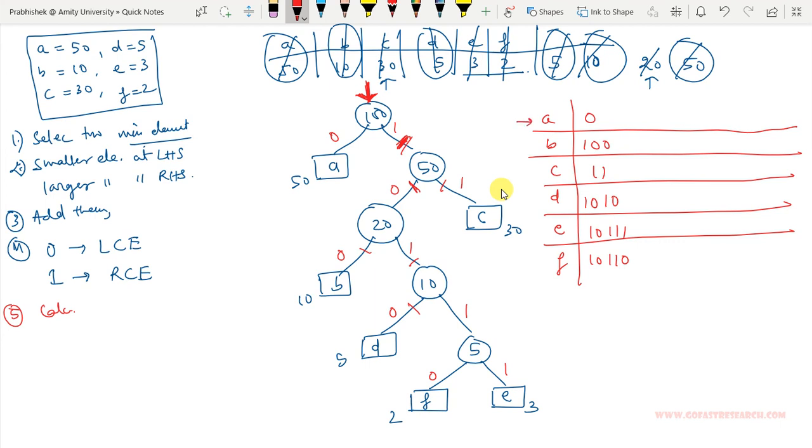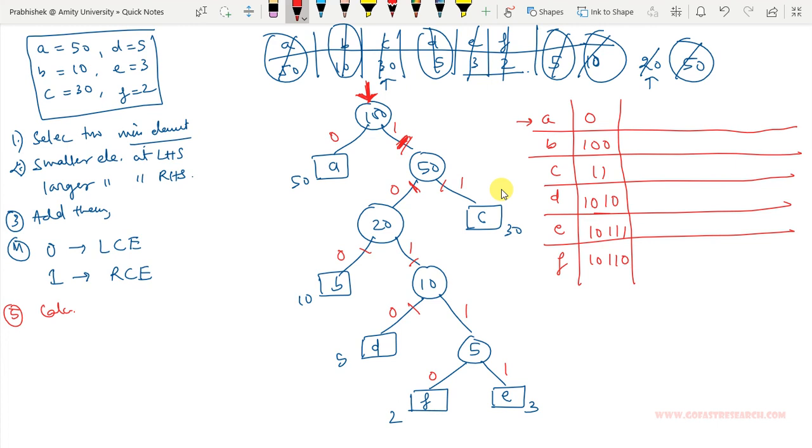For A, how many bits are required? Just 1 bit is required. What about B? 3 bits. C, 2 bits. D, 4 bits. E and F, 5 bits. Okay, so we can see there is a variation. This is the advantage of this method.